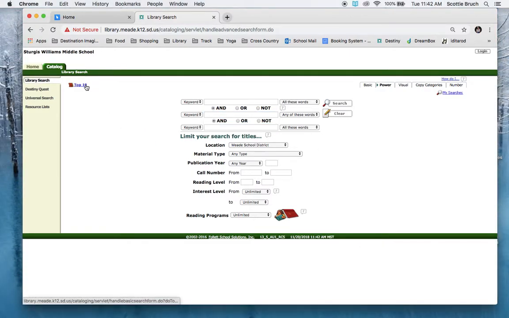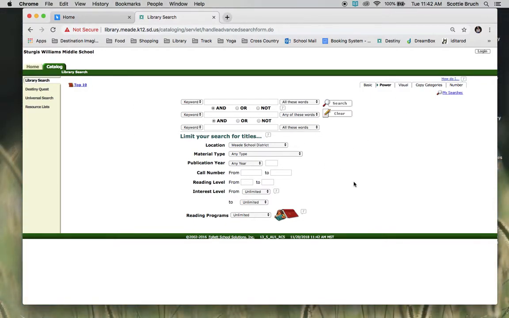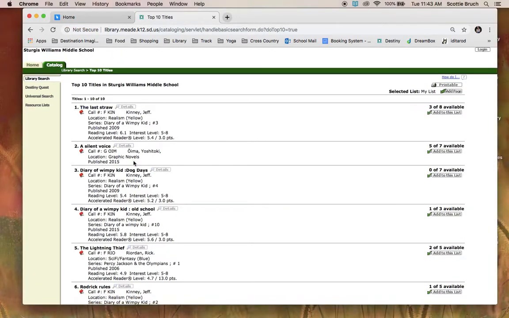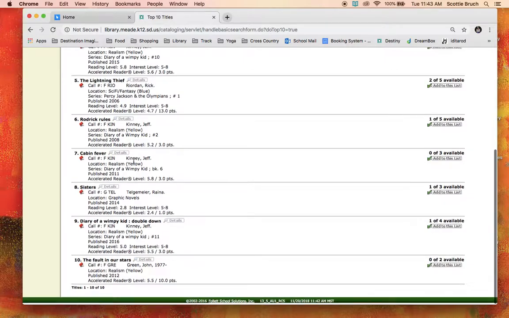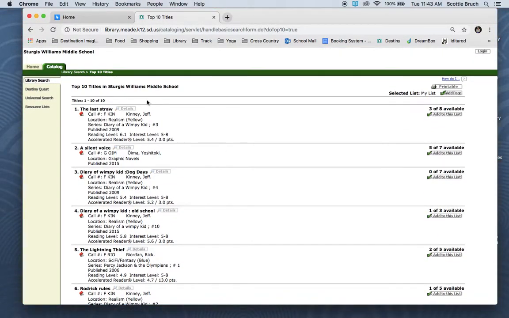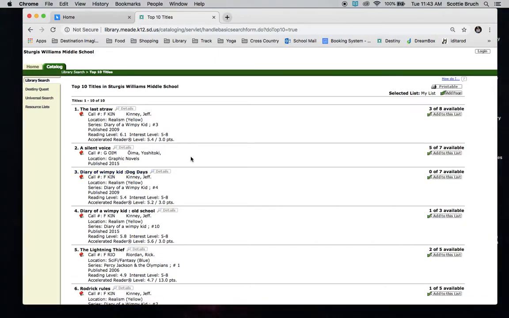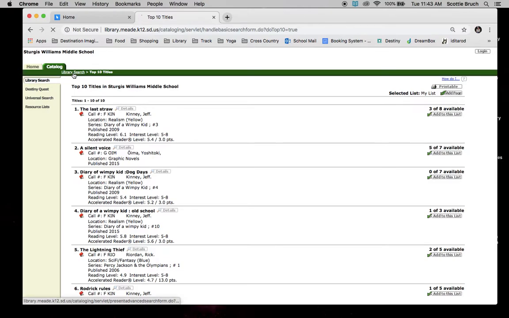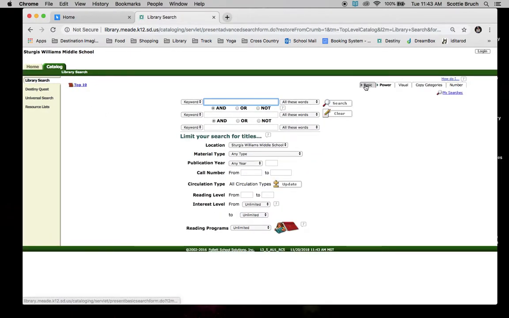Okay, there's a few more features in Destiny, but those are the basics. One that's kind of fun, I guess, is you can look up the top 10. So you can see the top 10 books that are checked out in the SWMS library, and sometimes that's nice if you are needing a book suggestion. So these are like the most popular books right now. Pop back into library search and basic.